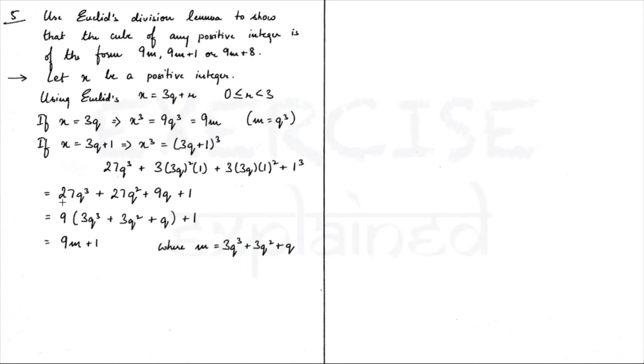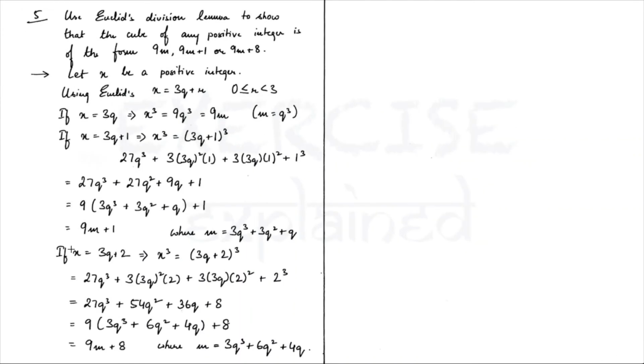So we take 9 common from these three terms here. So what we get is 9 into (3q cube plus 3q square plus q) plus 1. Now this entire thing is taken as m. So we get it as 9m plus 1. Now just like the previous question, we will again be doing x is equal to 3q plus 2. So here what we do is 3q plus 2 the whole cube.